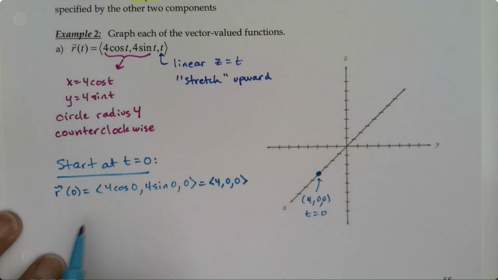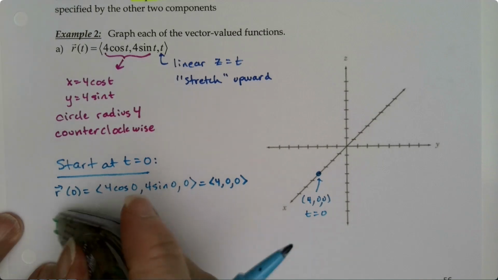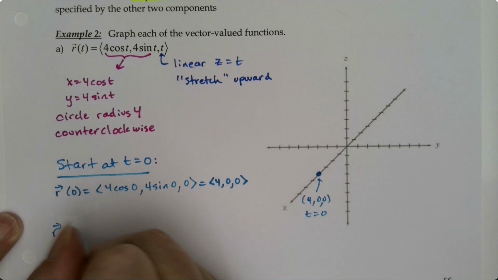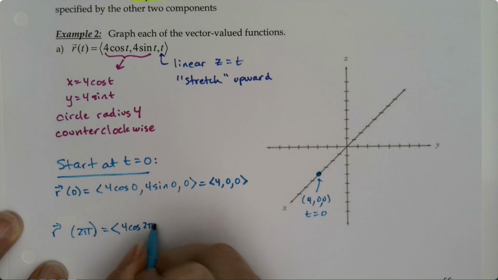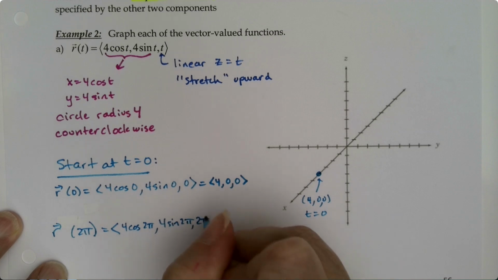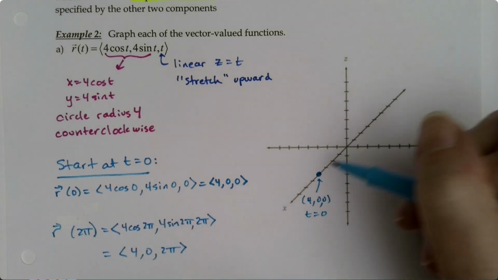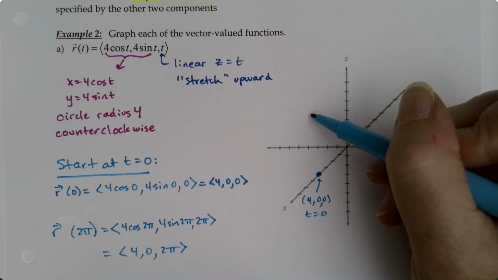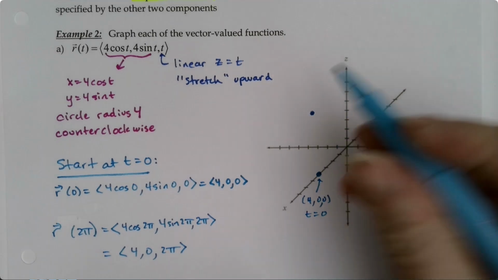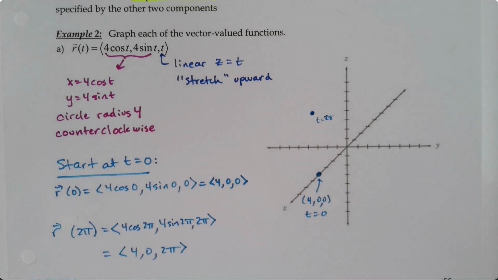All right. Now, I'm also going to think about it a little bit later. It's not an ending point. I just want to think about this. What would r of 2 pi look like? That would be 4 cosine of 2 pi, 4 sine of 2 pi, and then 2 pi, which would be 4, 0, 2 pi, or about 6.28. So that would be up here. 1, 2, 3, 4, 5, 6, 6.28, so it'd be right about there. So up here is t equals 2 pi, just for the heck of it.